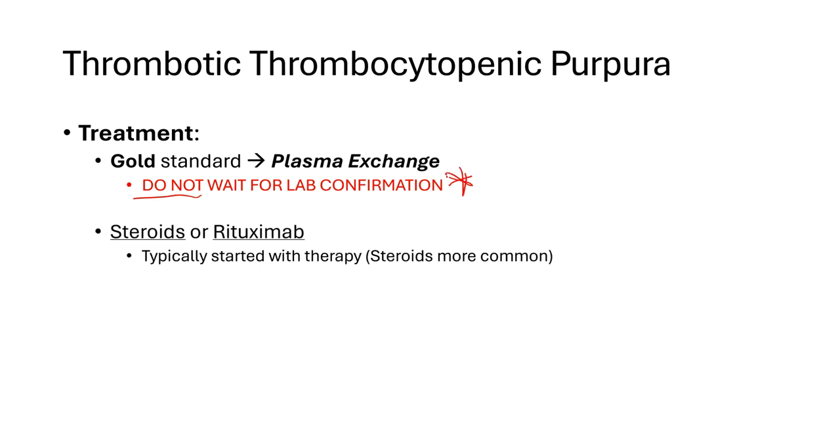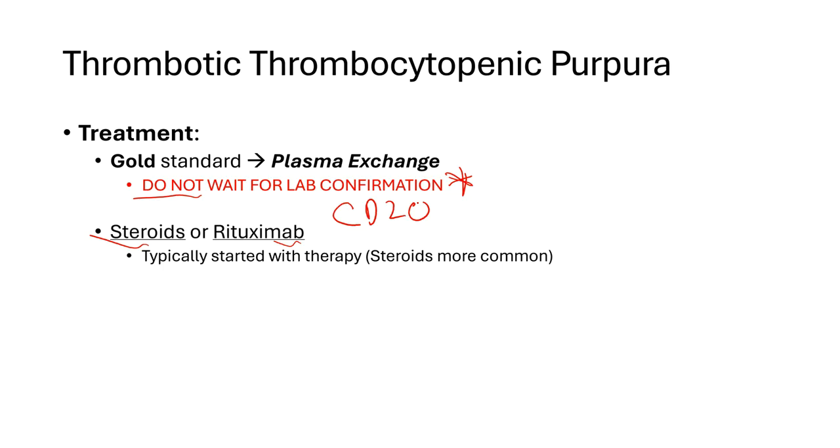We can also use either steroids or rituximab. Steroids, such as methylprednisolone or prednisone, will be started with plasma exchange. The idea with steroids is to reduce inflammation and autoantibody production. Rituximab, the MAB, stands for monoclonal antibody. This is a monoclonal antibody against CD20.